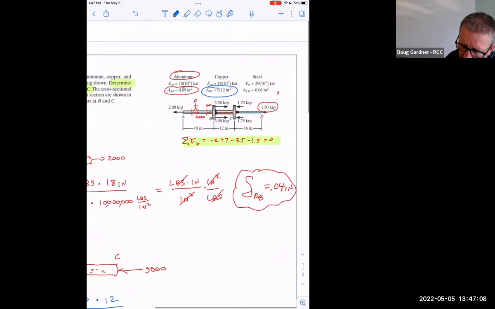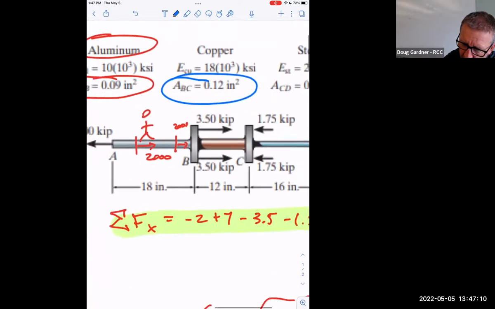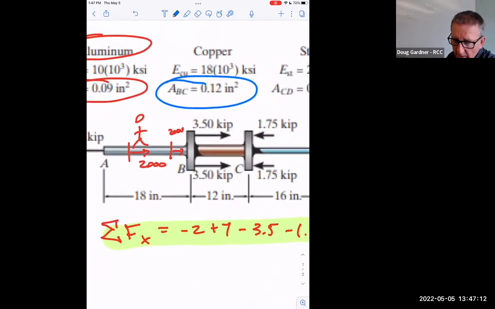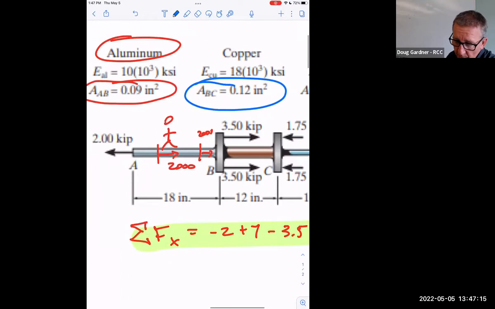And they told me that, and I'm going to write this a little more lazy. They said, oh, copper, this is much more. Actually, what does that mean? It's bigger. What does it mean that it's bigger? Does that mean it's going to bend, it's going to stretch more or less? If the E value is bigger, it's going to stretch less.